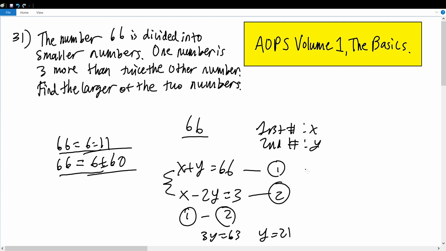And if y is equal to 21, x is equal to 66 minus y, which is equal to 66 minus 21, which is equal to 45. So the first number is 45, the second number is 21, and the larger of the two numbers is 45, the answer to our question.